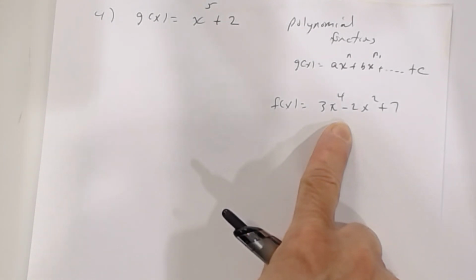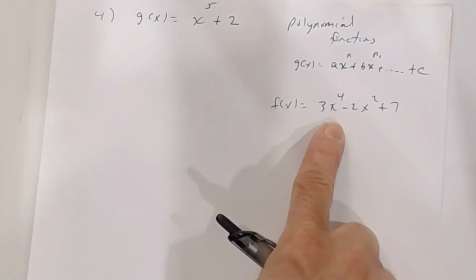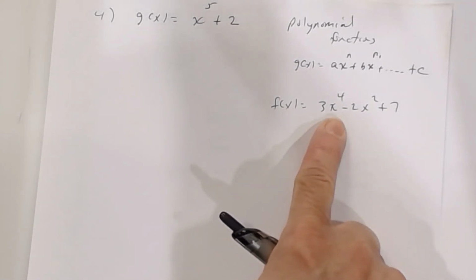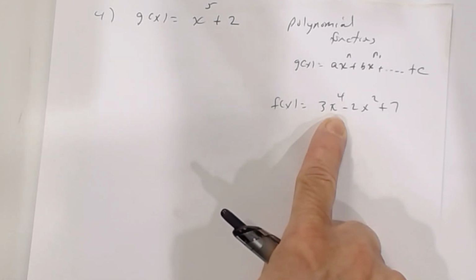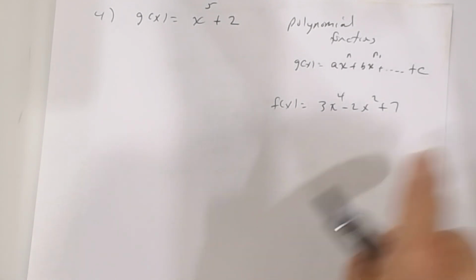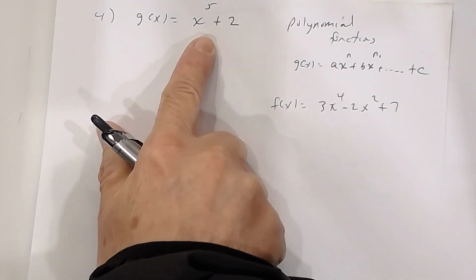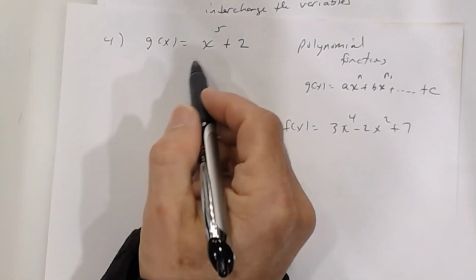Now, finding the inverse of this, remember it has to be 1-to-1. Remember, a function has an inverse if it's what? 1-to-1. Well, if you were to graph this, you would notice that it's not 1-to-1, so you wouldn't be able to talk about an inverse. But this one is going to be 1-to-1. So let's find the inverse.